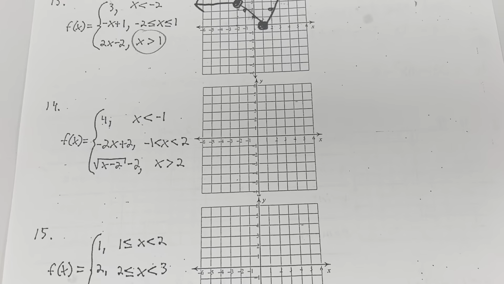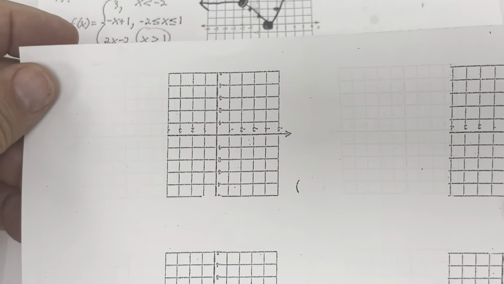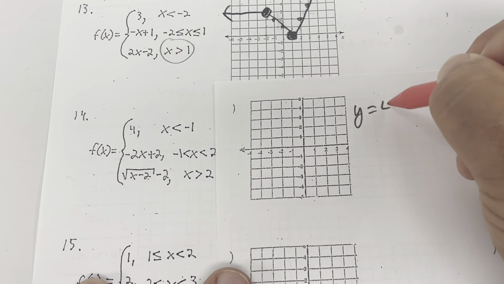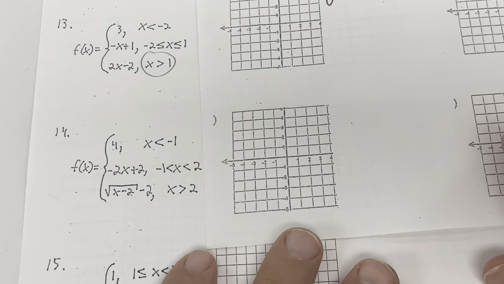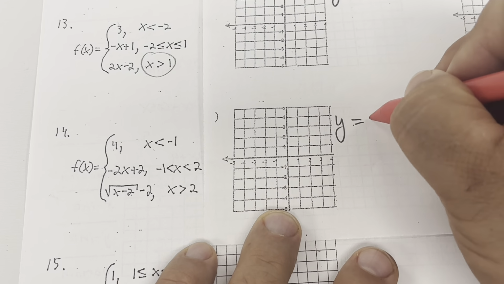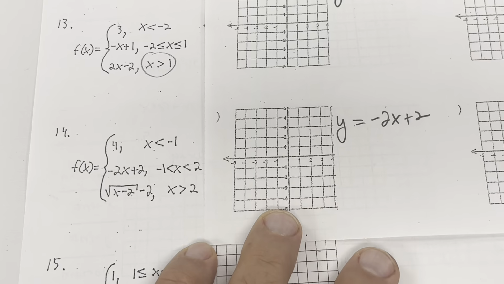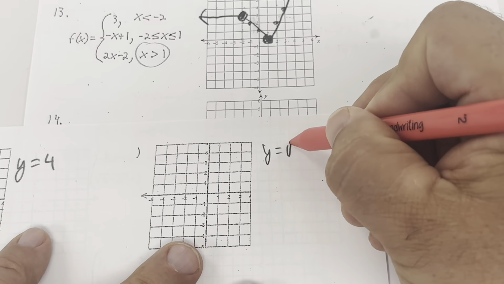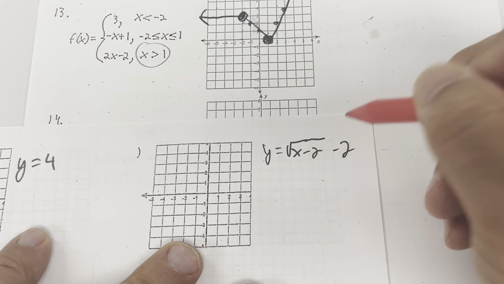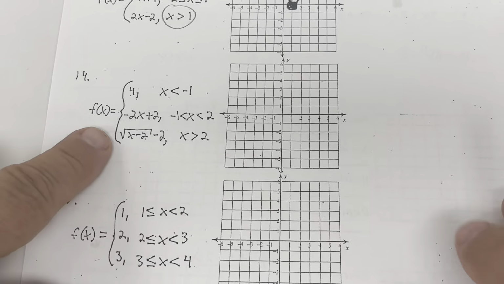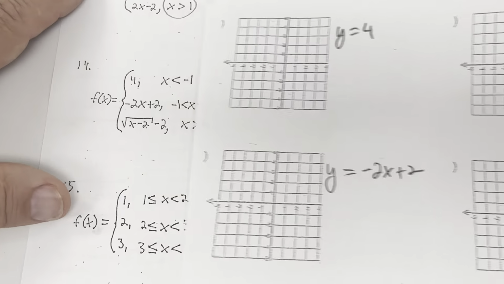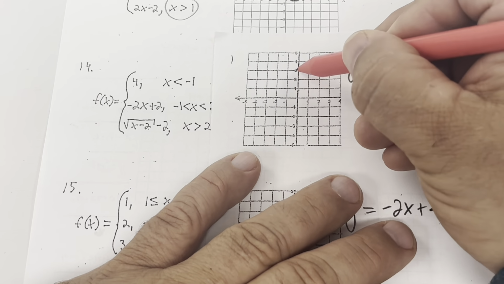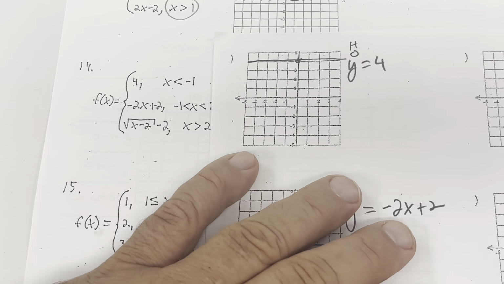Number 14. Again, I'm going to use my extra graph paper. I have y equals 4. I have y equals negative 2x plus 2. I have y equals the square root of x minus 2 minus 2. All three of those graphs, I want to graph on separate graph paper and then bring over to this graph. So number 14, y equals 4. I go up 1, 2, 3, 4, and sketch a horizontal graph.